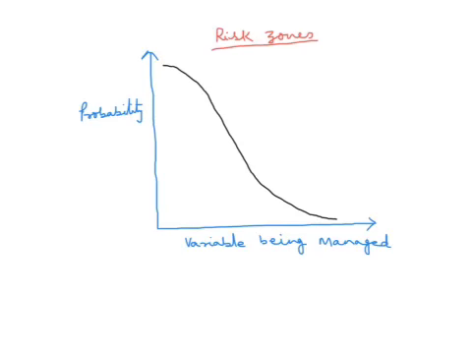This way, for all the kinds of variables which can be used in managing the risk, we can see that if the variable value is changed, then the probability also changes. The rate at which the probability changes will depend on so many factors. So here in this graph, we have taken on the x-axis the variable being managed, and on the y-axis the probability of certain risk taking place. As the variable increases, the probability goes down.